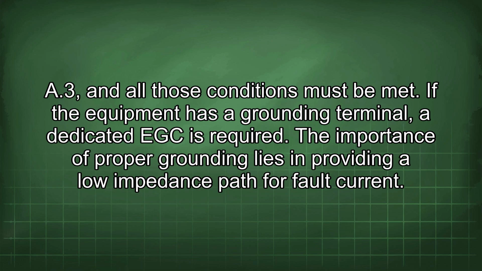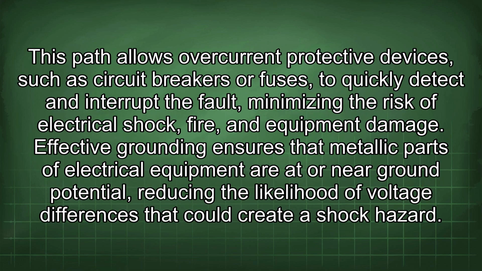The importance of proper grounding lies in providing a low impedance path for fault current. This path allows overcurrent protective devices, such as circuit breakers or fuses, to quickly detect and interrupt the fault, minimizing the risk of electrical shock, fire, and equipment damage. Effective grounding ensures that metallic parts of electrical equipment are at or near ground potential, reducing the likelihood of voltage differences that could create a shock hazard.